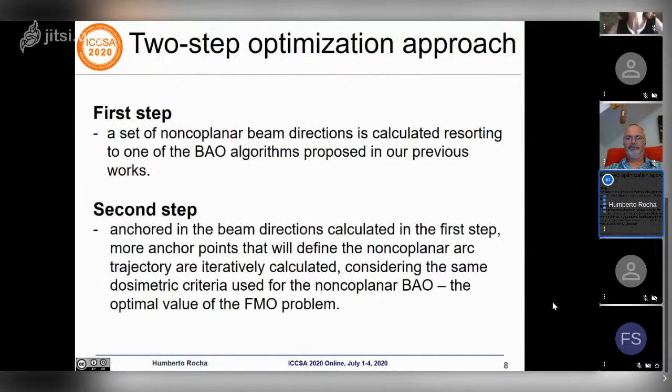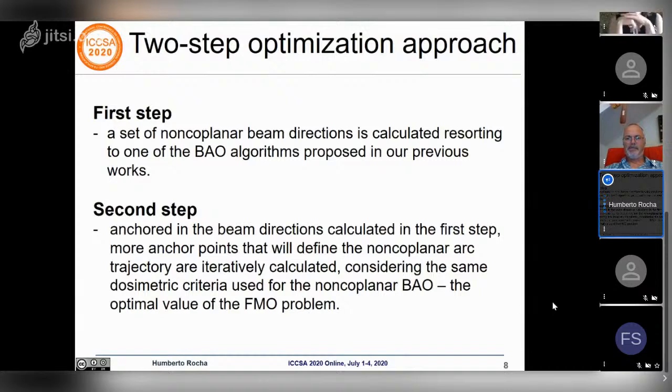And we will consider the same dosimetric criteria used for the non-coplanar beam angle optimization, which is the optimal value of yet another problem, which is the fluence map optimization problem that typically I describe, but I don't have time here. And it's simply the problem of finding the beam dose intensities. Here, one of the novelties of this work is also the computation of this fluence map optimization problem. In order to make this more reliable, we use a direct optimization approach. We have to highlight that the beam angle optimization problem of the first step is very difficult, is the core of our work, and it's very time consuming.